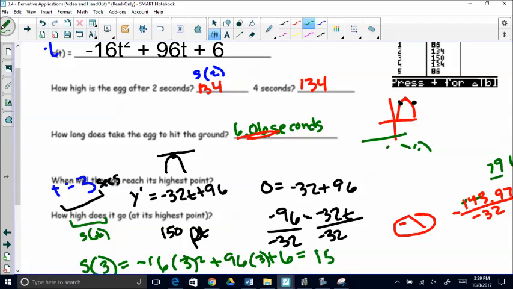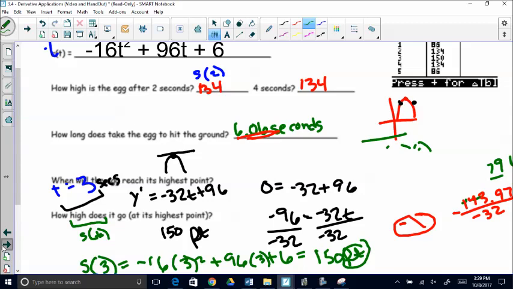I think feet. Feet seems really big though, doesn't it? If it's a chicken throwing an egg up in the air. So feet is questionable. I don't remember what the problem said, but feet seems huge. 150 feet for an egg? I don't know. It is math. It is a math problem though that was probably just randomly made up.